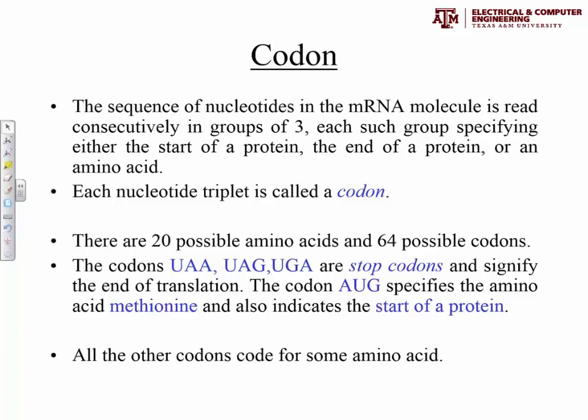Now the codons UAA, UAG, UGA, these three are stop codons, and they signify the end of translation. The codon AUG specifies the amino acid methionine. It's one out of those 20 amino acids, and also indicates the start of a protein. So this is the start signal. These three are the end signals. All the other codons code for some amino acid. So out of 64 codons, three have been used up for the stop, and one for the start, and this also codes for an amino acid. That means there are a lot of codons left over for covering the 20 amino acids. So you're going to have a degenerate code. It's not going to be one-to-one.